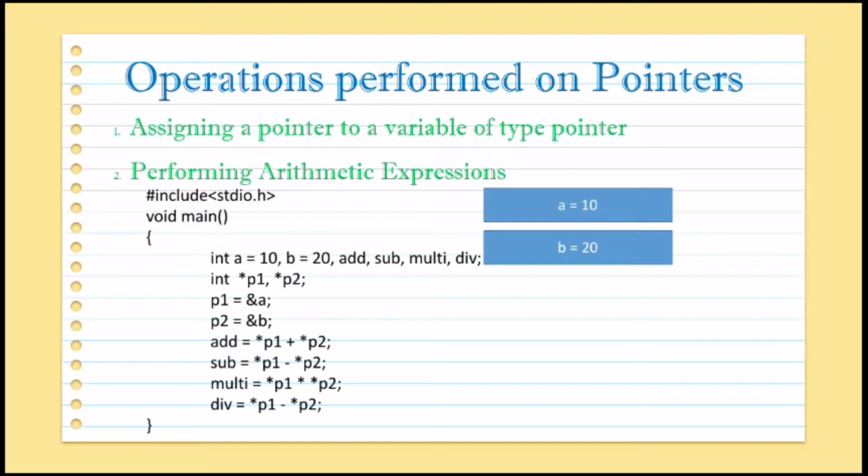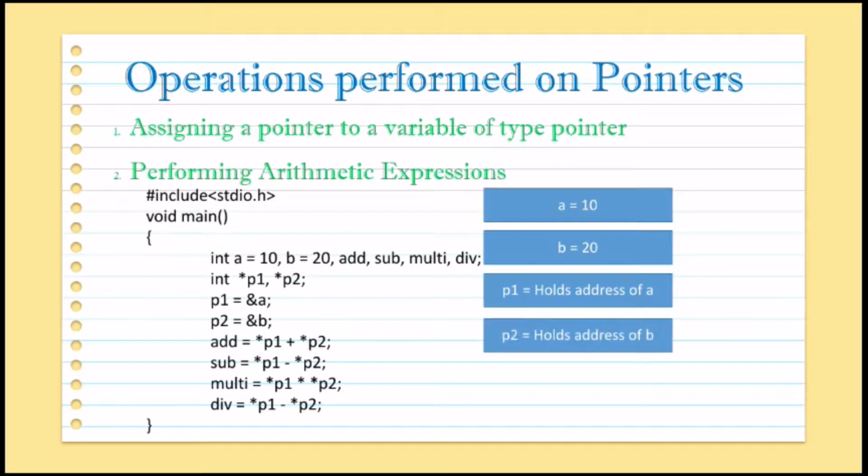Next we have declared two pointer variables, that is p1 and p2. Next, we have assigned the address of a to p1. In next line, we have assigned the address of b to p2. In next line, by using pointers, we will perform addition. That is, add equal to *p1 + *p2.